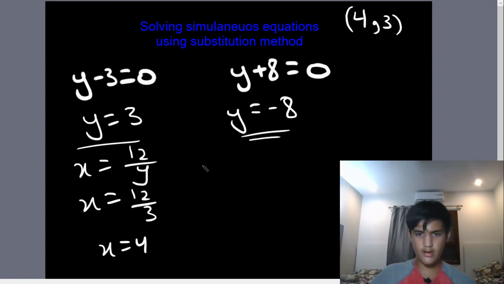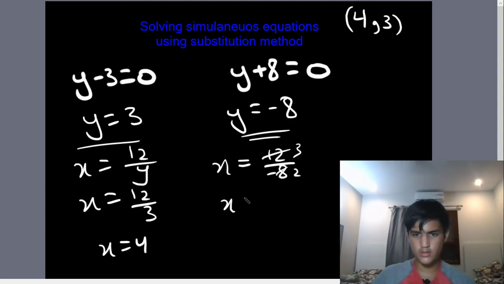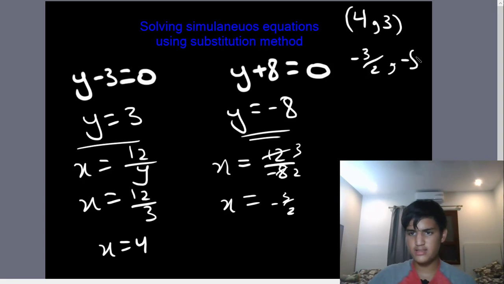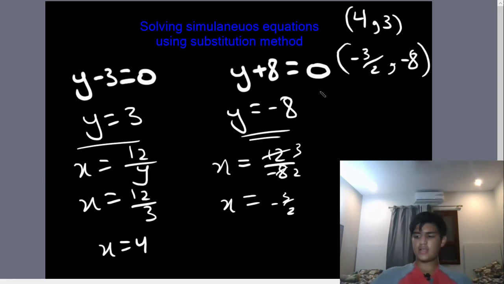And the other solution we have is x is equal to 12 upon minus 8, which is minus 3 upon 2. So minus 3 upon 2 comma minus 8. So that's the answer.